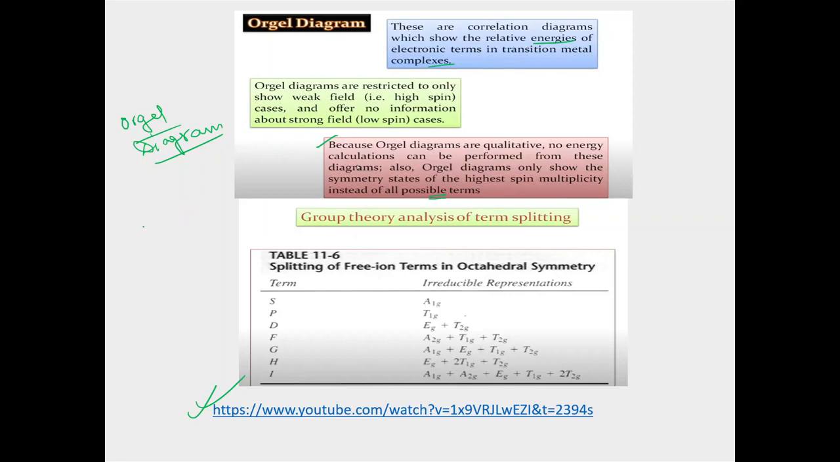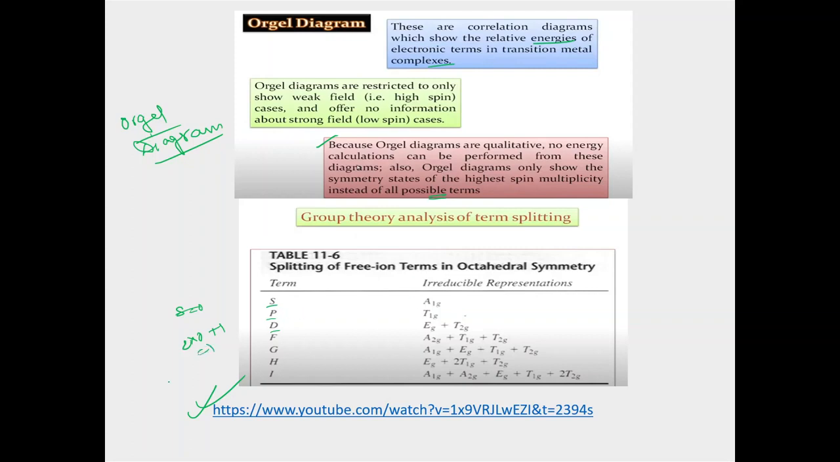Okay, so if we are getting S as the term, then the irreducible representation of that in octahedral symmetry will be A1g. If it's P, it's T1g. If it's D, it's Eg plus T2g. So actually S means L is 0. So the number of states will be 2 into 0 plus 1, so it's 1. A1g is coming.